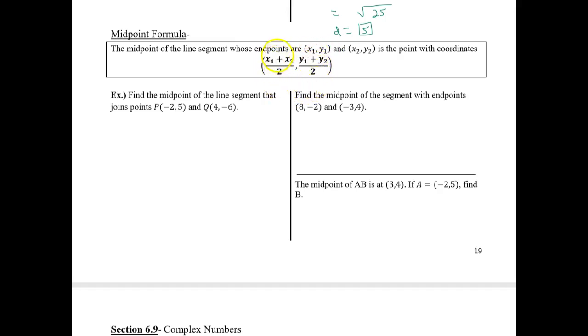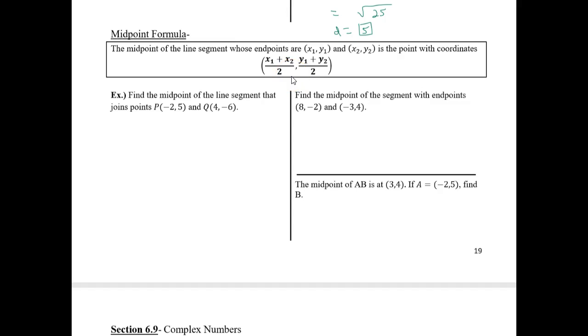So essentially we're finding the average of the x coordinates, and that's the x coordinate of our midpoint, and the average of our y coordinates gives us the y coordinate of the midpoint. Let's go ahead and look at this example here. It says find the midpoint of the line segment that joins point P at -2, 5 and point Q at 4, -6.